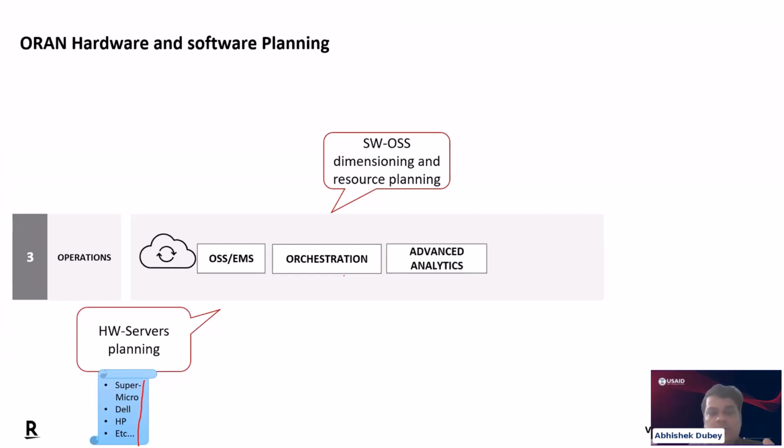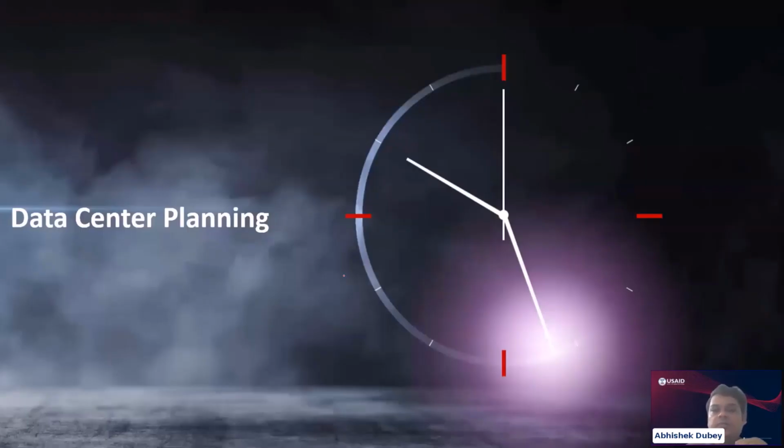Now you have planned your transmission, you have planned your DU, whether it should be distributed or centralized. The next thing you have planned is which server you are going to use, which radios you are going to use, which software for network functions you are going to use, which management you are going to use, and on which server. The next thing is data center planning, right?